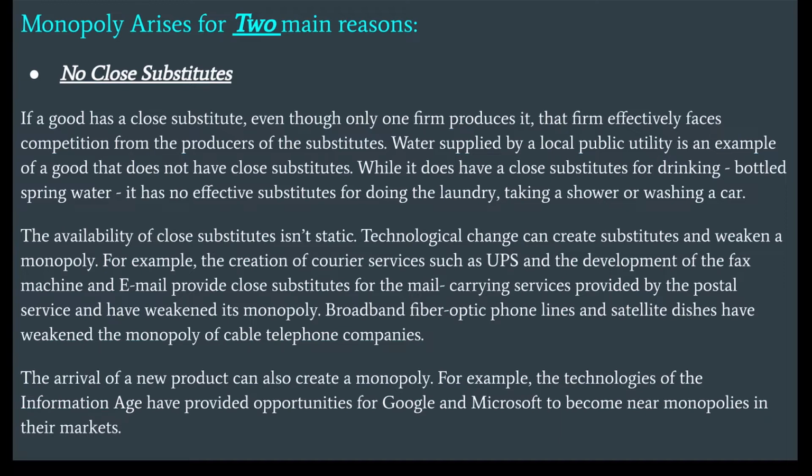The availability of close substitutes isn't static. Technological change can create substitutes and weaken a monopoly. For example, the creation of courier services such as UPS and the development of the fax machine and email provide close substitutes for the mail-carrying service provided by the postal service and have weakened its monopoly. Broadband fiber optic phone lines and satellite dishes have weakened the monopoly of cable telephone companies. The arrival of a new product can also create a monopoly. For example, the technologies of the information age have provided opportunities for Google and Microsoft to become near monopolies in their markets.